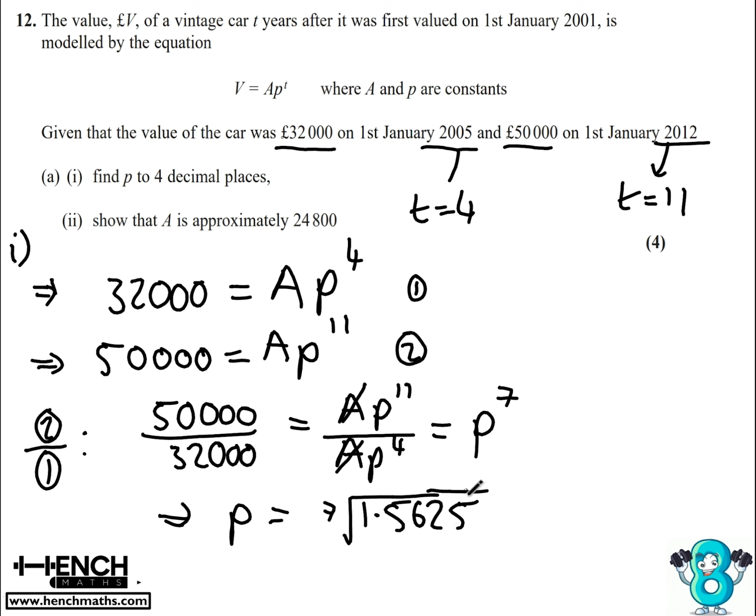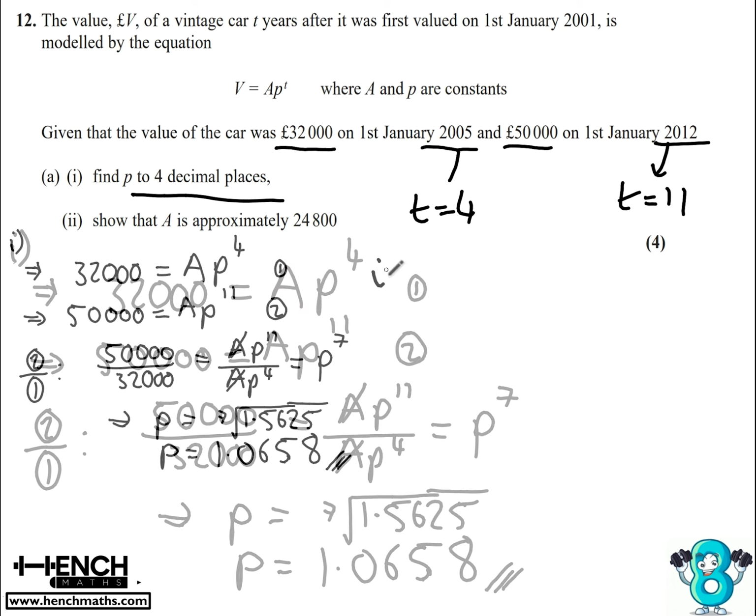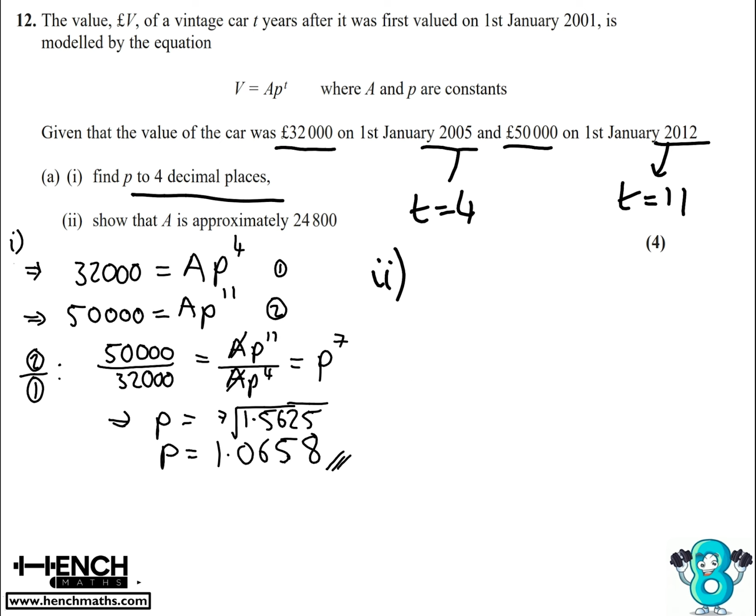1.5625. And so that means that P, and it wants it to 4 decimal places, will be 1.0658. We then need to show that A is approximately 24,800. So if we go back to equation 1, we now know what P is.